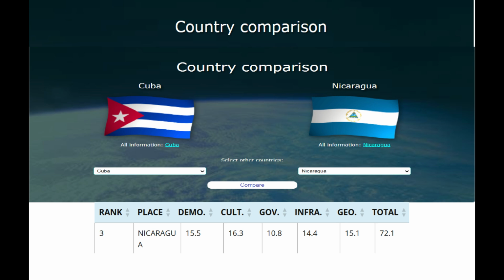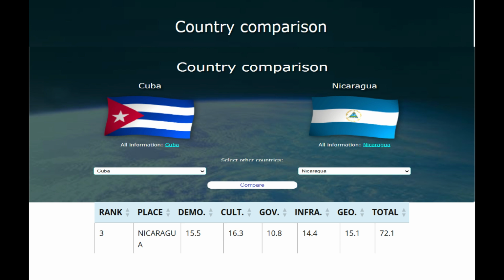So when it comes to location, Cuba is an island nation in the Caribbean Sea, while Nicaragua is in Central America. It's bordered by Honduras, Costa Rica, the Pacific Ocean, and the Caribbean Sea. The terrain in Cuba has flatlands, hills, and mountains in the east, whereas it's diverse in Nicaragua, as there are lakes, volcanoes, rainforests, mountains, and dual coastlines.